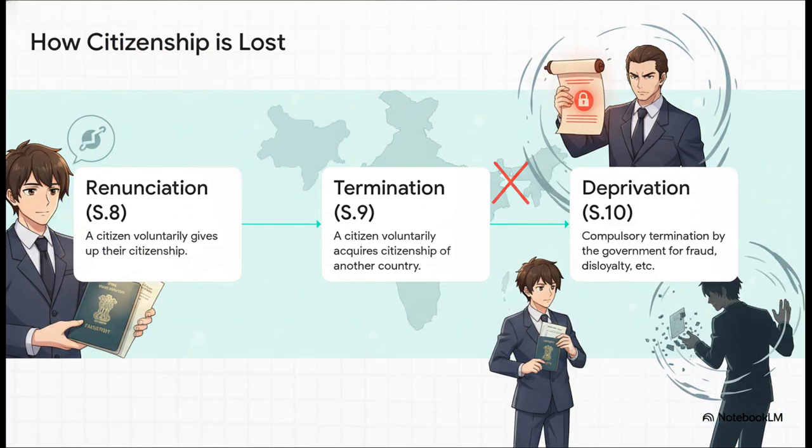Now, the Act also lays out how you can lose citizenship, and it's pretty direct. Renunciation is simple, you just voluntarily give it up. Termination happens automatically if you become a citizen of another country, since India doesn't allow dual citizenship. And then there's deprivation, which is the most serious. That's when the government can actually cancel your citizenship for things like fraud or being disloyal to the Constitution.